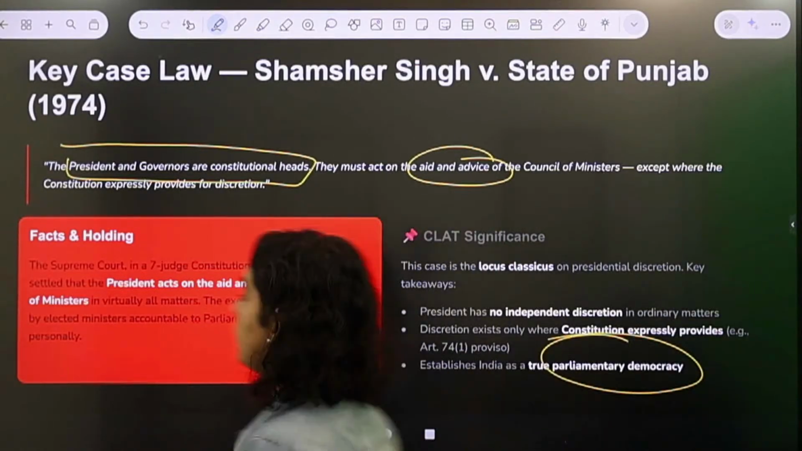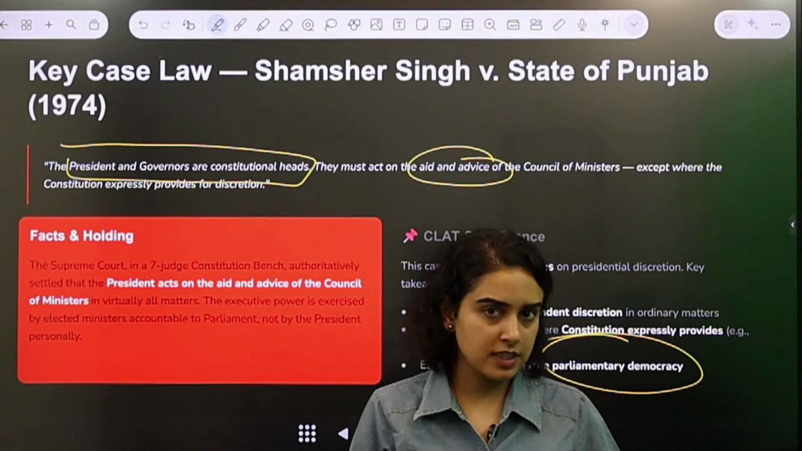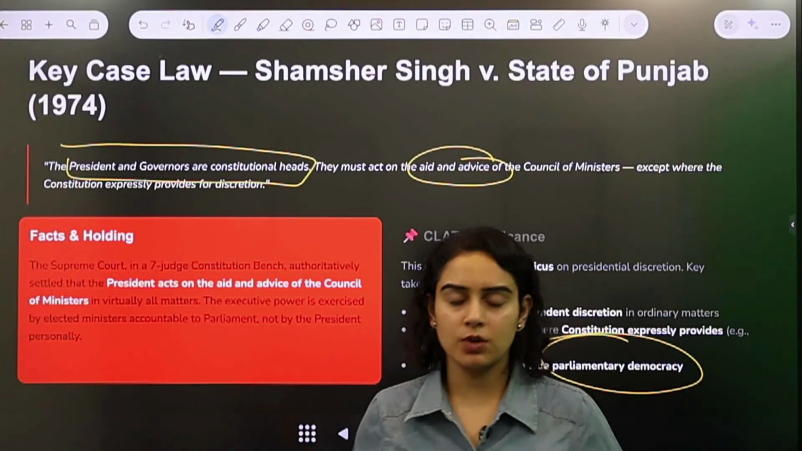Okay. So we're going to meet in our next sessions, where we are going to discuss legislature and judiciary, and subsequently in our further sessions we are going to discuss all the other topics as well.